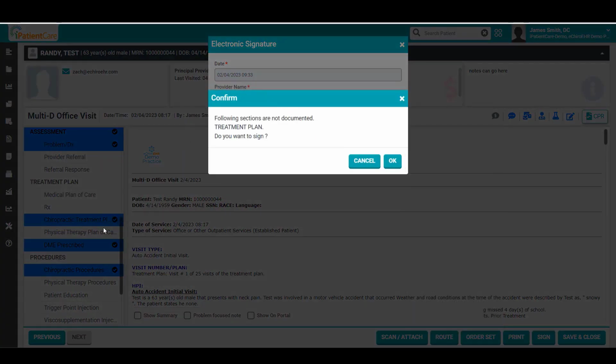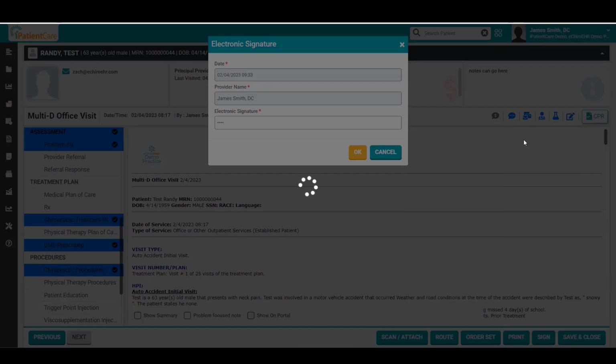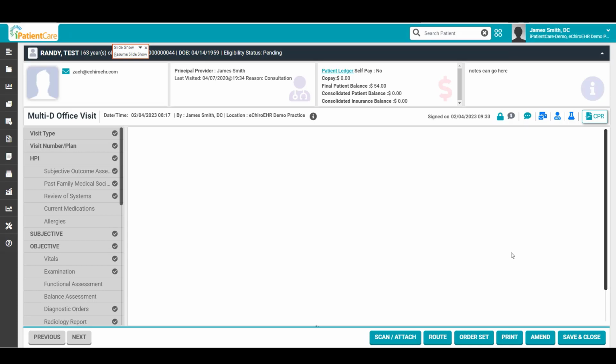Now, you'll see that there are pop-ups that can be assigned and programmed within the system to make sure that certain areas have been documented. So we'll just click OK to bypass that. And we will go ahead and type in our electronic signature to sign the record. And there we have completed the record.